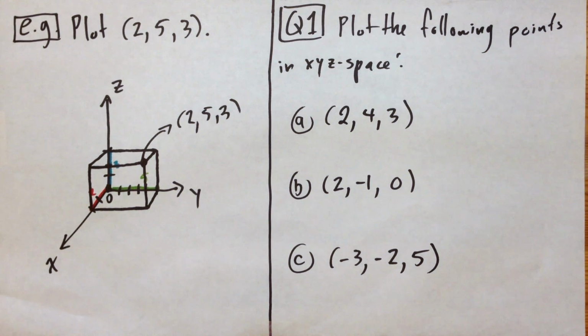So question number 1, let's plot the following points in xyz space. If you could do (2, 4, 3), (2, -1, 0), and (-3, -2, 5), just as some practice. Go ahead, do it however you like.